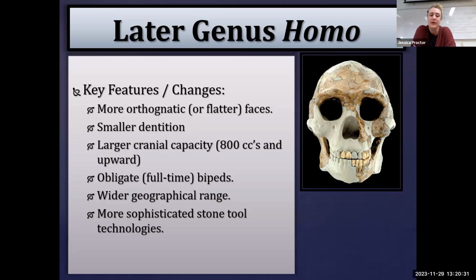They're just following the migration routes of the game that they're hunting and the seasonality of the fruits and veggies that they're gathering. So, wider geographic range and much more sophisticated stone tool technologies. Homo erectus utilizes a tool technology called Acheulean tools. You may also hear those called hand axes or bifaces. I'll show you a picture here in a moment.